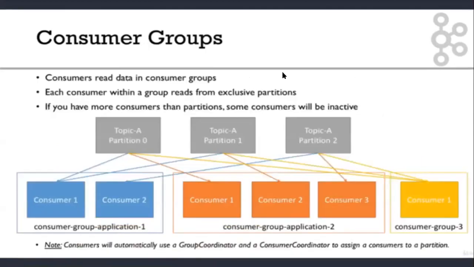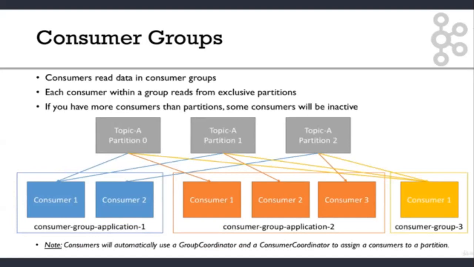Consumer groups is a concept where consumers are always in a group. They always read data in consumer groups. Each consumer within a group reads from exclusive partitions. What does it mean? For example, if there are three consumers in a consumer group, and consumer one has read the message, then consumer two will not read the same message again. So these are the exclusive partitions.